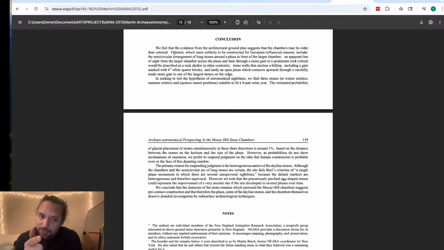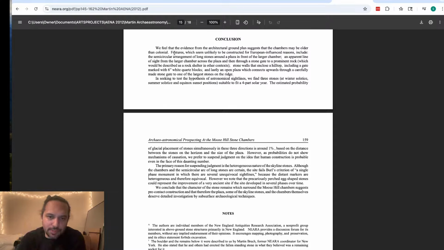Stone walls that enclose a hilltop, including a gate marked with a 6, is that a 6 foot? 6 or 6 inch? 6 inch? No, 6 foot white. I think that's 6-inch white quartz blocks. And lastly, it's the double, not the single, it's the double apostrophe thing. It's the quotation mark, not the apostrophe. So what does that mean? I think that means feet. Well, no, I think it means inches. Double is inches, right? And lastly, an open plaza which connects upwards through a carefully made stone gate to one of the largest stones on the ridge.